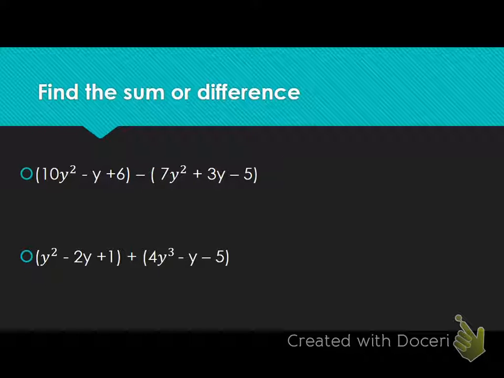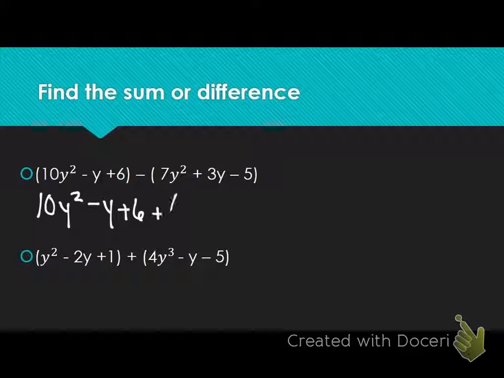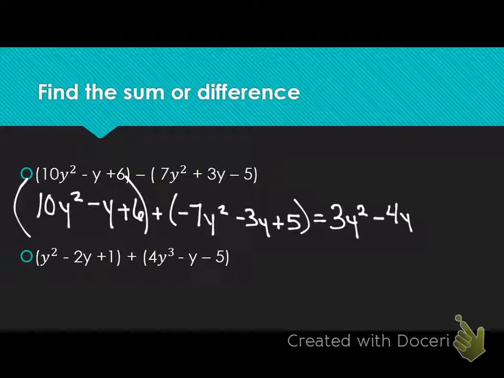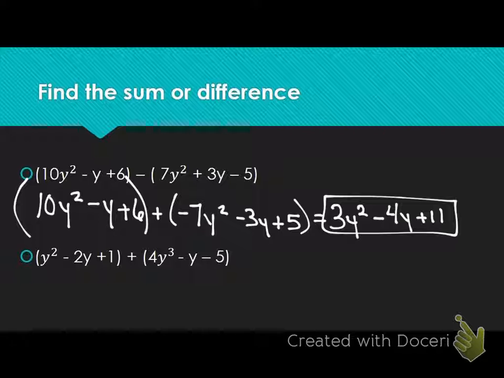So when we change all our signs to the opposite, 7y squared becomes negative, 3y becomes negative, 5 becomes positive. So I reverse all my signs, and then I can simplify. 10y squared minus 7y squared is 3y squared. What's negative y minus 3y? Negative 4y. And what is 6 plus 5? 11. So really changing the sign is probably the most difficult part, and then it's just simplifying. Who got that one right?